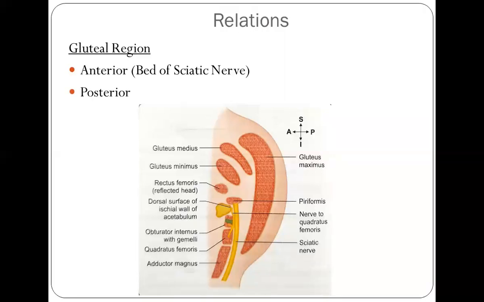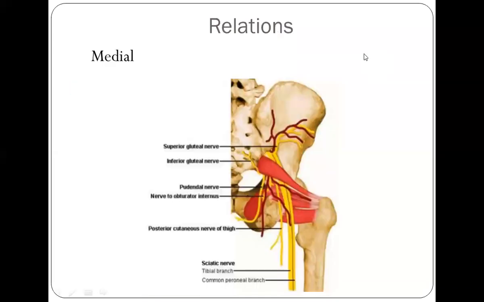Can you look at this diagram and just type in the chat what structure forms the posterior relation of the sciatic nerve? You can see it in the diagram. Yes, very good. It's the gluteus maximus muscle. So it's easy once you know the structures, even in dissection.